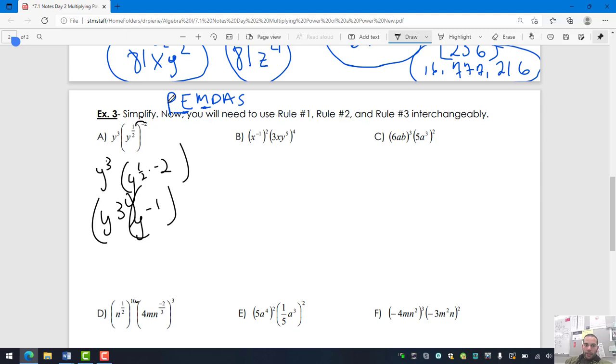Then, after I do all that, I can take care of multiplying with my y to the third power. So when I have y to the third times y to the negative first, all I have to do is add the exponents. 3 plus -1 should give me y squared, exactly.